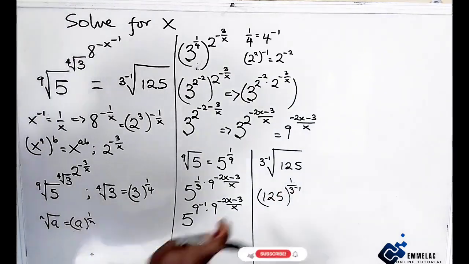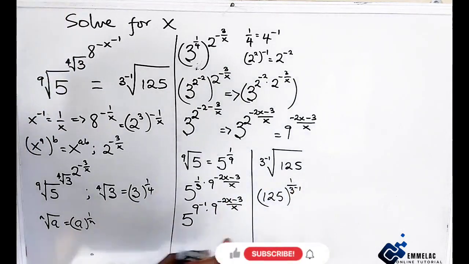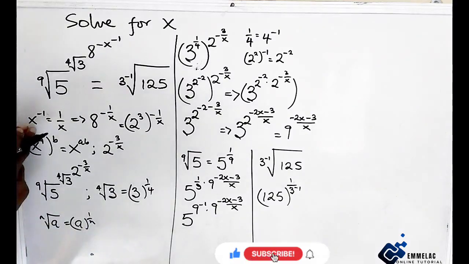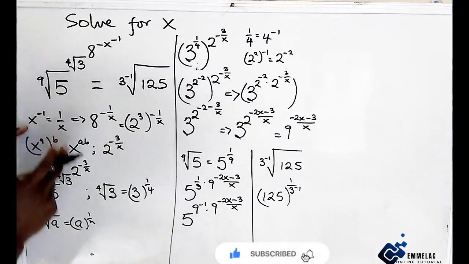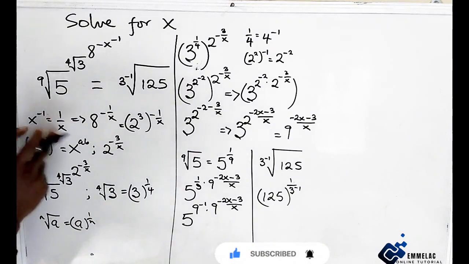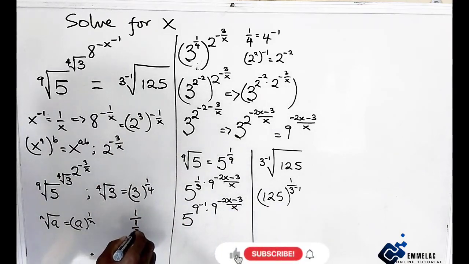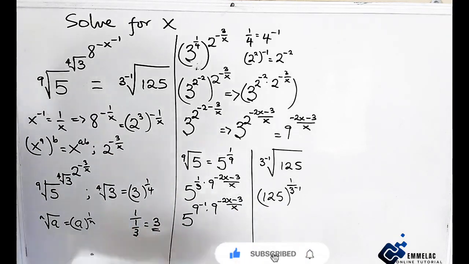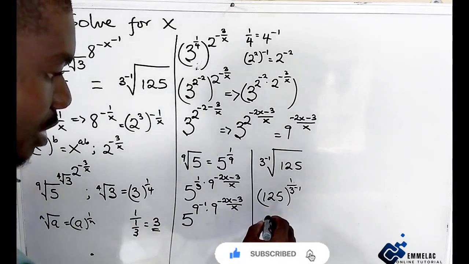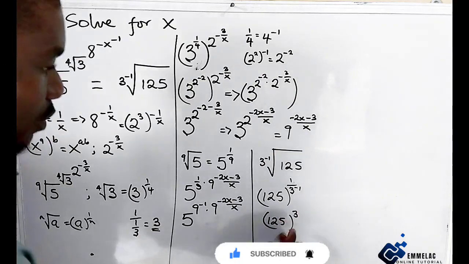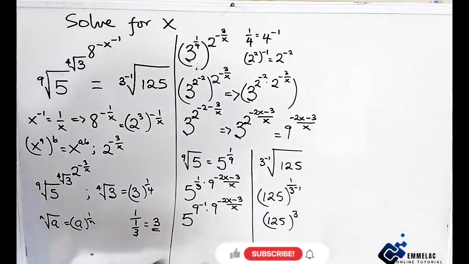Right? And we know that x raised to the power minus 1 equals 1 over x. So if I apply this law, this is the same thing as saying 1 over 1 over 3, which gives us 3. So here we can say this is the same thing as 125 all raised to the power of 3. So the right hand side has been resolved, but not completely.